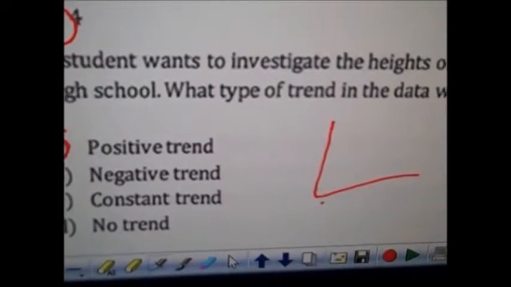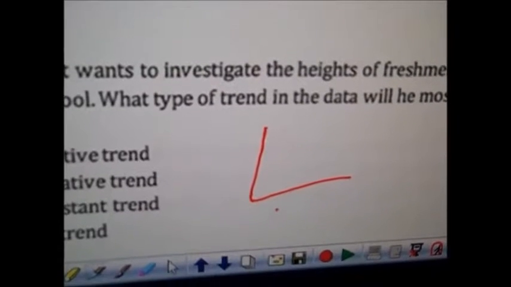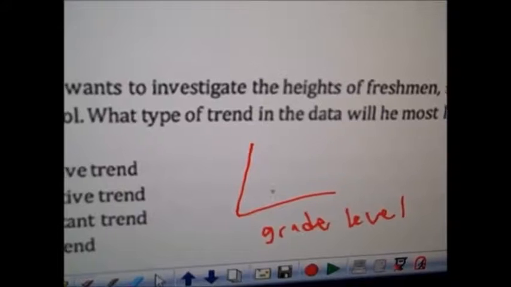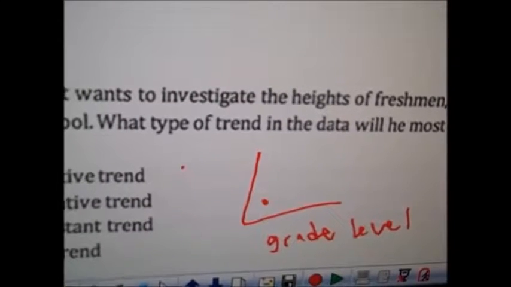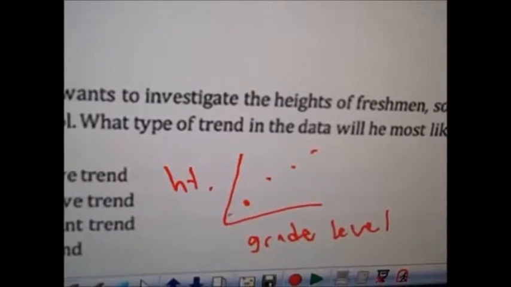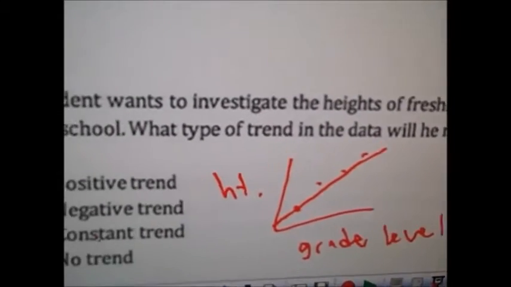Positive trend as grade level goes up, height also goes up for the most part. That's a positive trend.